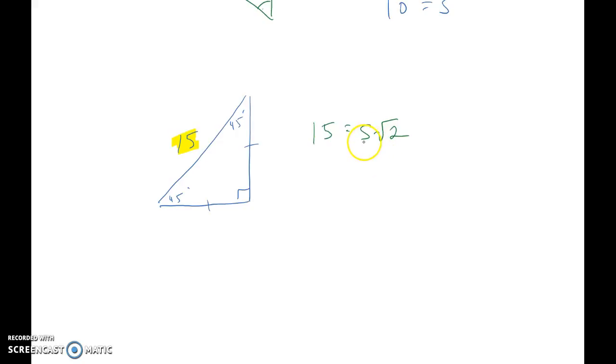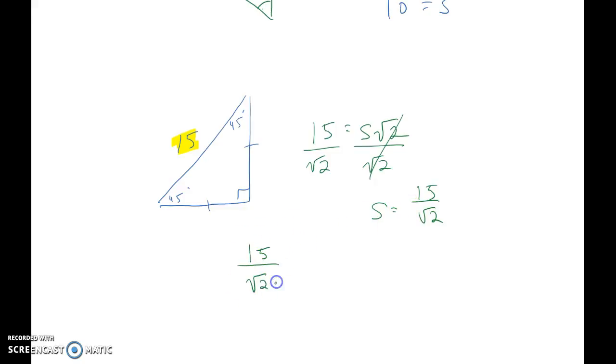So just like before, how do I get s by itself? Well, I divide that number away from it, and if I do that to both sides, then I know that s is equal to 15 over root 2. Now that's technically your answer, but most teachers don't like this answer because it's ugly, and in math it's ugly to have a radical on the bottom, so we prefer that you rationalize.